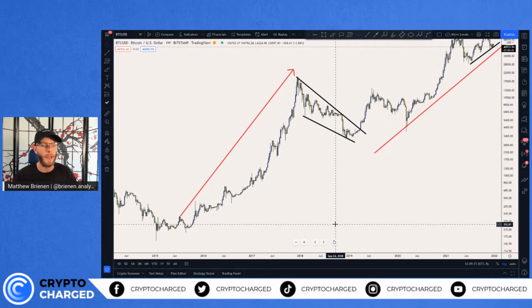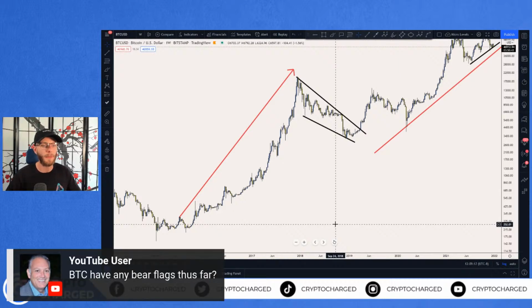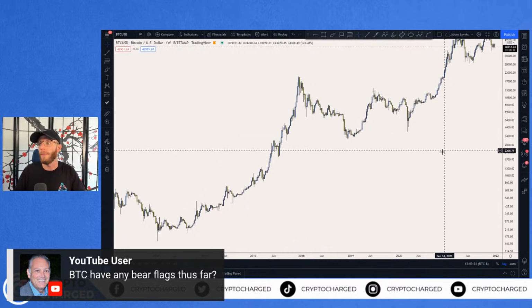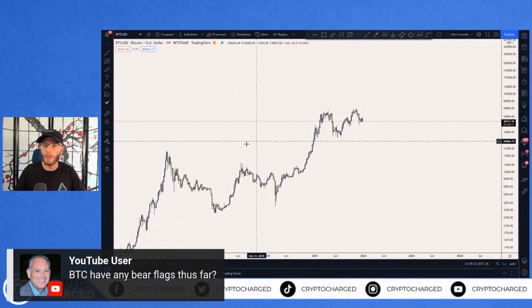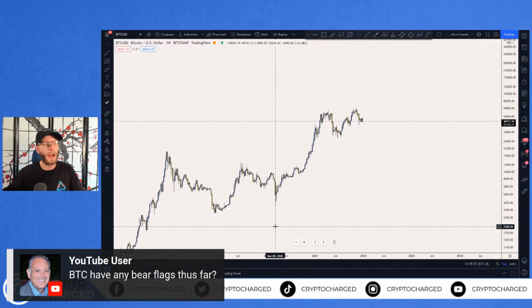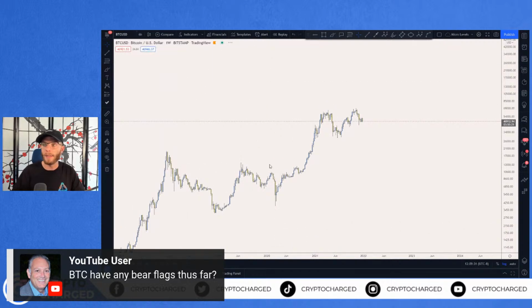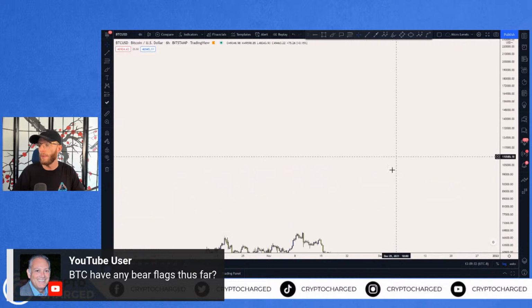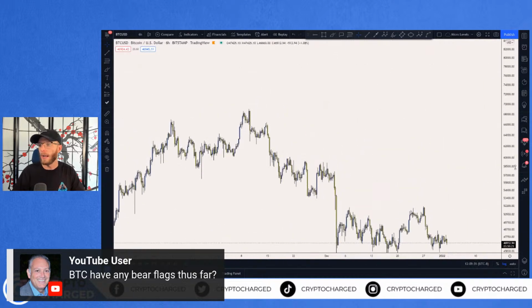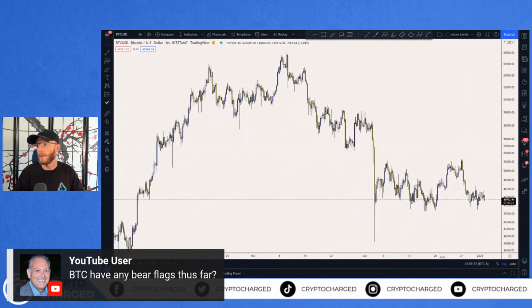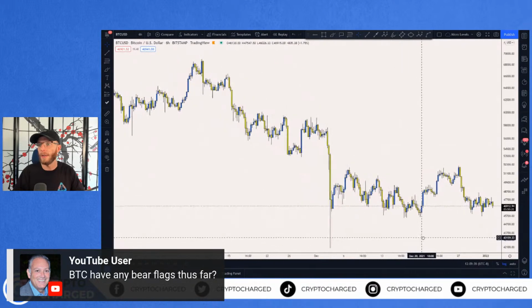Bitcoin have any bear flags thus far? Yeah. So technically, when we look on smaller time frames, on a macro chart, we're only making higher highs and higher lows. We're continuing to make bull flags all the way up. But if we come down and look at a 6-hour time frame, and pull this chart back out here, there are lots of instances where bear flags formed in this most recent downtrend, right?